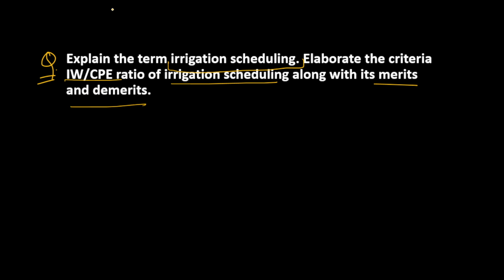So this question was asked in this year's optional paper of UPSC CSE, that is agriculture optional paper of 2024 of UPSC CSE. So we will see how we can approach this answer, how we can structure it, and how to write a proper answer of this question. So let's start. First of all, the question is asking: explain the term irrigation scheduling.